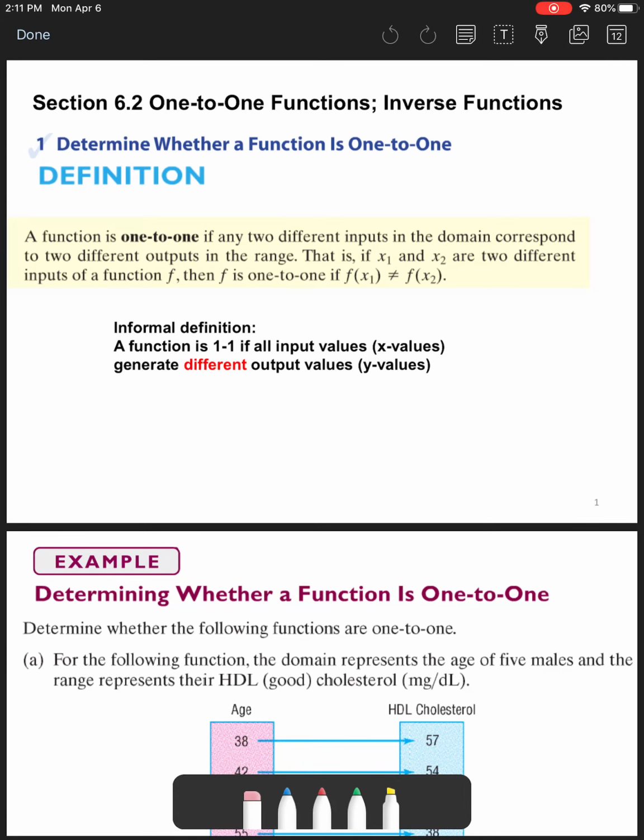All right. So today is one-to-one functions and inverse functions. All right. So go ahead and select us a little marker.